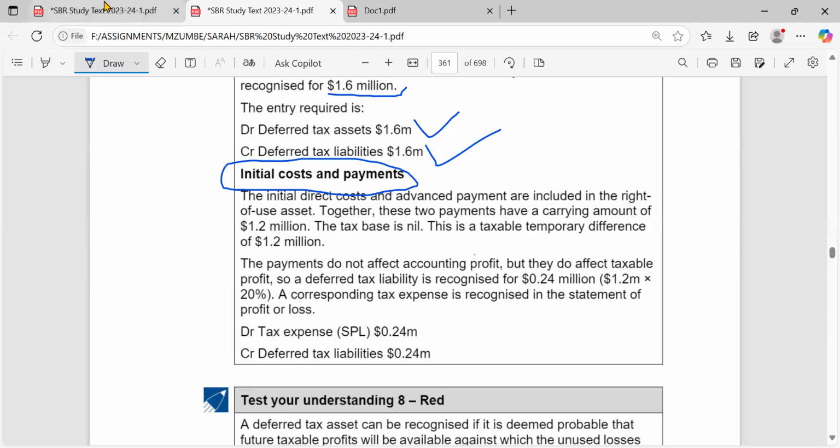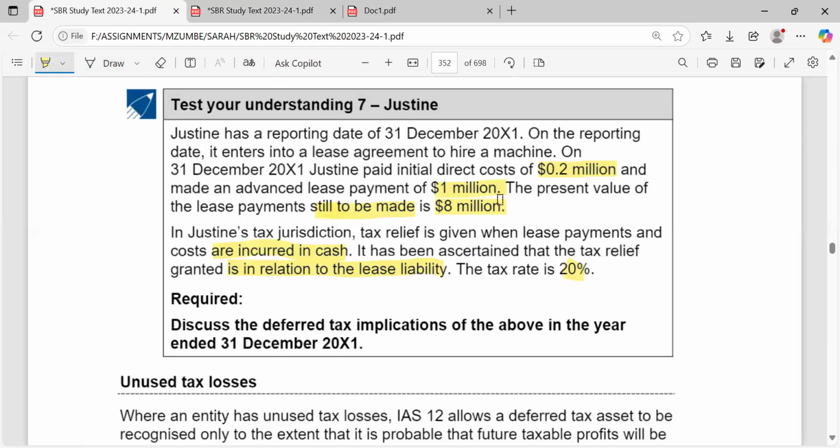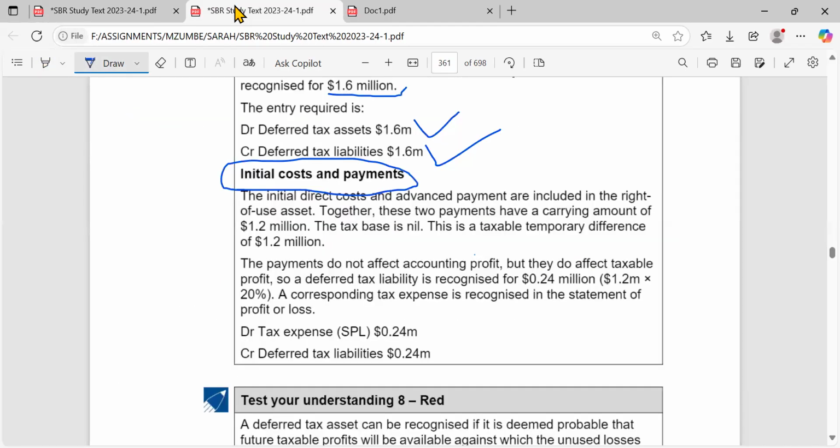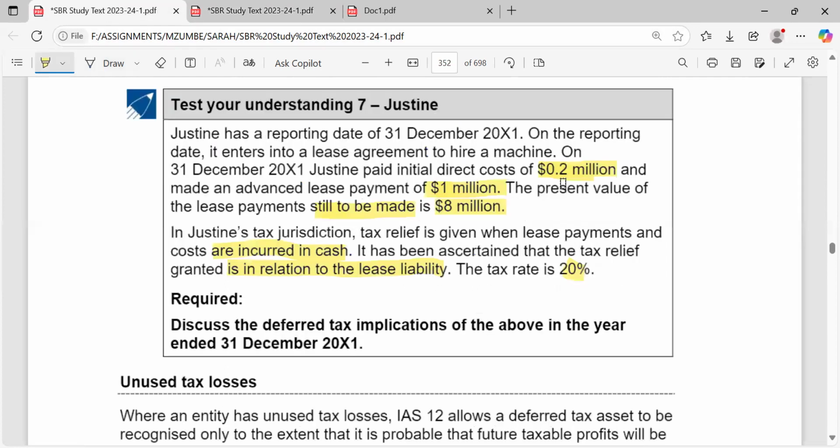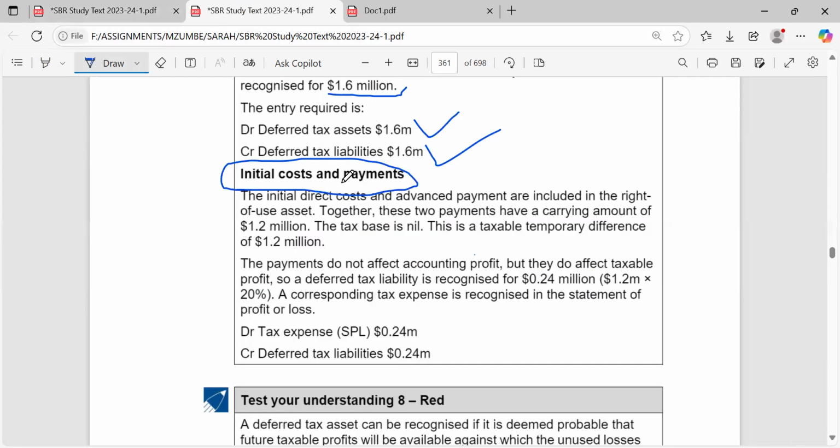We have initial direct costs, but also the advance lease payments. You see, initial direct costs are how much? $0.2 million, while the advance lease payments are $1 million. They are paid immediately, right? And so they are entries, right? We credited cash and we paid them outright. Okay, so that's why I say the initial direct cost and the advance payments are included in the right of use asset. So you can combine them here, right? You have 1 and 0.2. If you add them together, you would have 1.2 million, right? So together, these two payments would give this carrying amount.